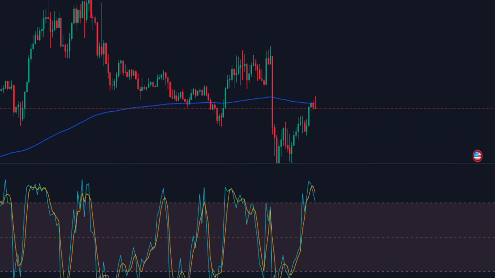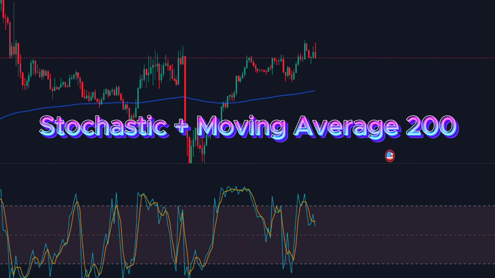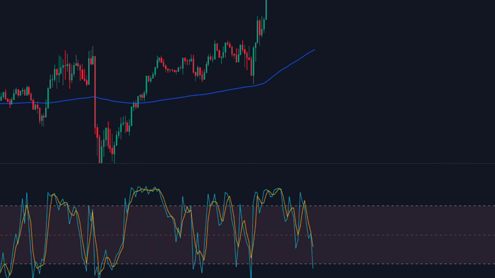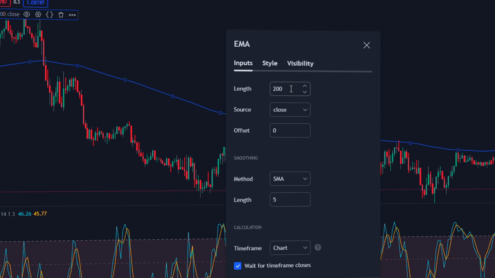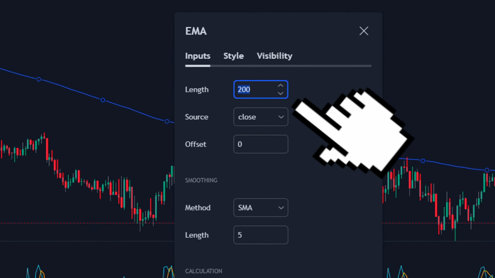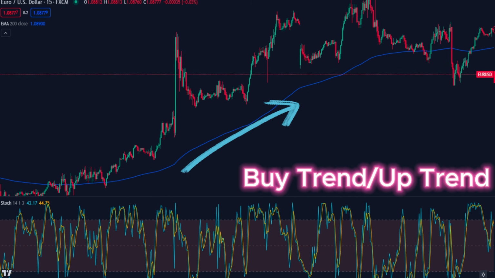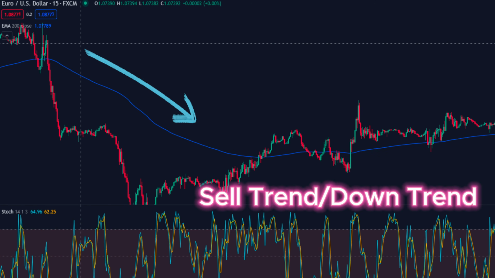Now, let's talk about a powerful combination, the stochastic oscillator and moving averages. By combining these two indicators, we can filter out false signals and improve the accuracy of our trades. I've set the moving average on my chart and set the length to 200. Step 1. Identify the trend with the moving average. For a buy trend, the line needs to be upward. For a sell trade, the moving average line needs to be downward.